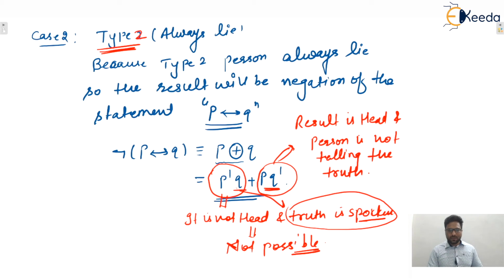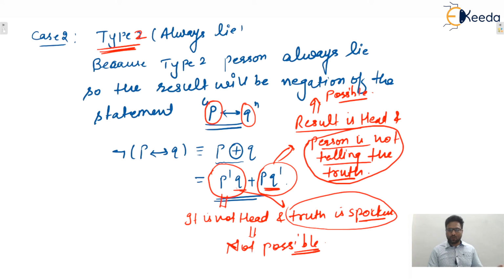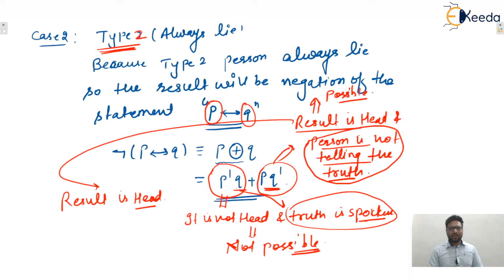We assume P is the result is head, and Q is telling the truth. So P Q dash means the result is head and the person is not telling the truth. Yes, this is very much possible, because a type 2 person always lies, so the person is not telling the truth. Also the result is head. So we conclude that in both cases, case 1 that is type 1 and case 2 that is type 2, we proved the result is always head.